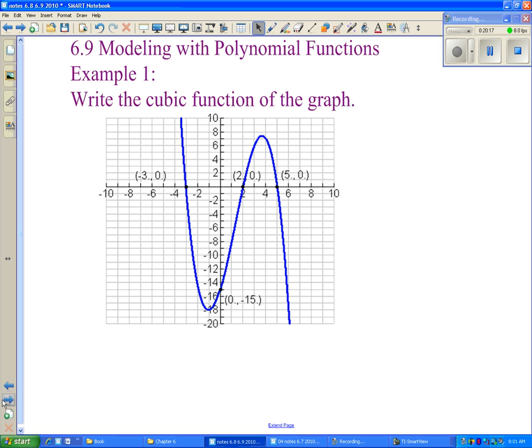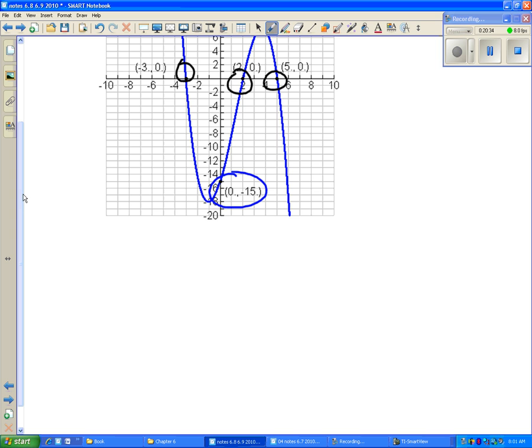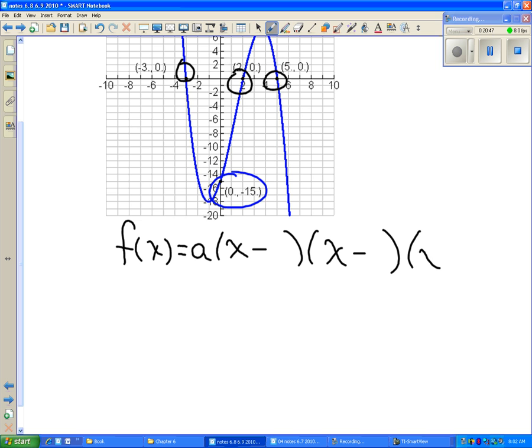Well, I have 1, 2, 3 roots. If I'm looking for a cubic, I should have 3 roots. I then have a fourth point down here. I'm going to use these to write my function. First, I need to remember in factored form, my function is going to be some number a times x minus some number times x minus another number times x minus another number. In factored form, that's what it looks like. I need to find what those 3 numbers are.